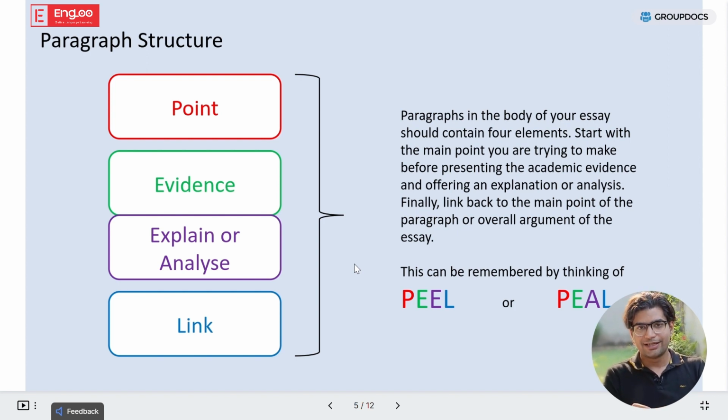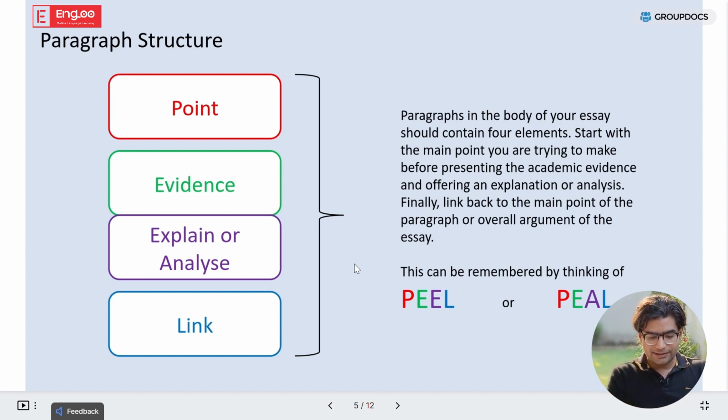It means in the first sentence of your body passage, you have to write down the main point of that paragraph. Secondly, you have to give evidence in the form of examples, facts, figures, reports, or any such thing that could support your main idea that is given in the first sentence. After that, you have to explain or analyze and form your opinion, and finally end up with the link.